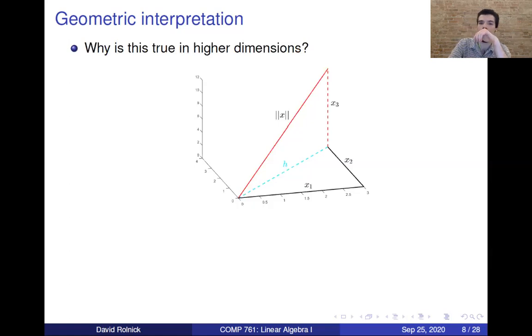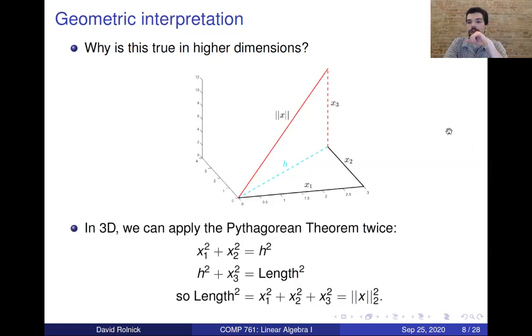How can we prove this in general? Even just for this 3-dimensional picture. So in this 3-dimensional picture, as people are suggesting, we can use the Pythagorean theorem a couple of different times. So here we can use the Pythagorean theorem once down here.